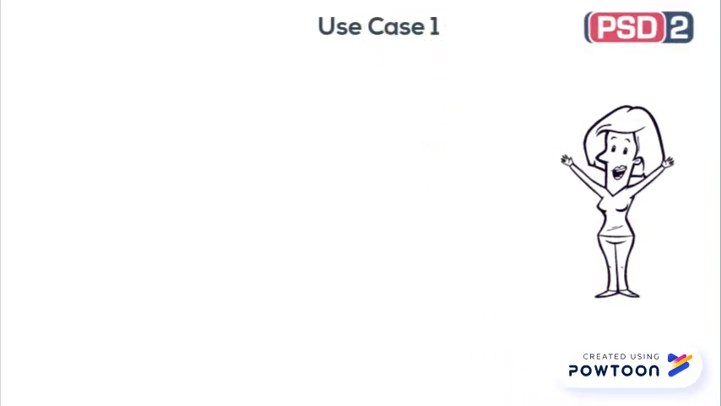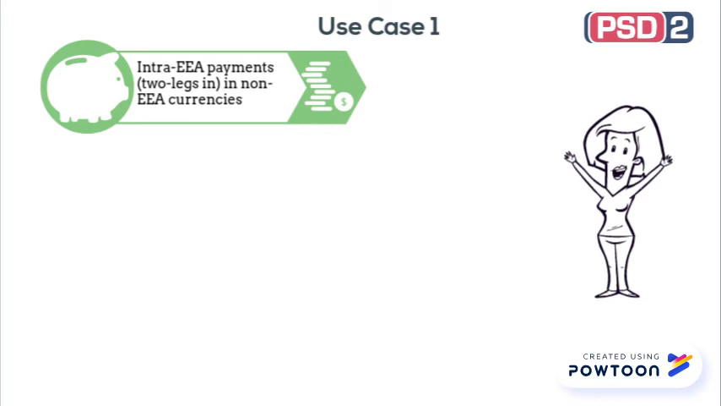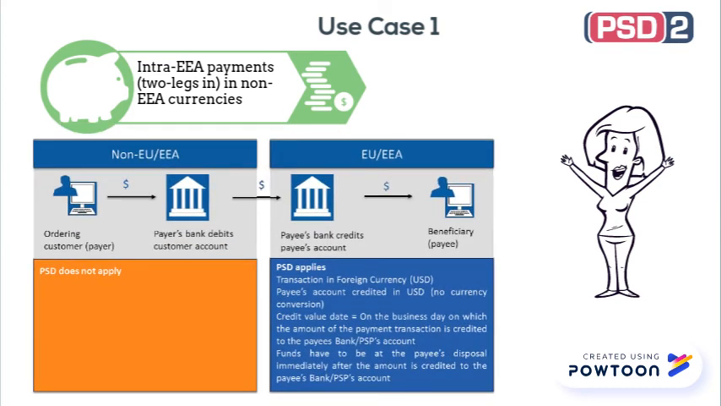Let's also understand a few use cases from PSD to requirement. For the requirement, intra-EEA payments, 2 legs in non-EEA currencies. The use case is payments to be made between countries belonging to European Economic Area in non-European Economic Area currencies.